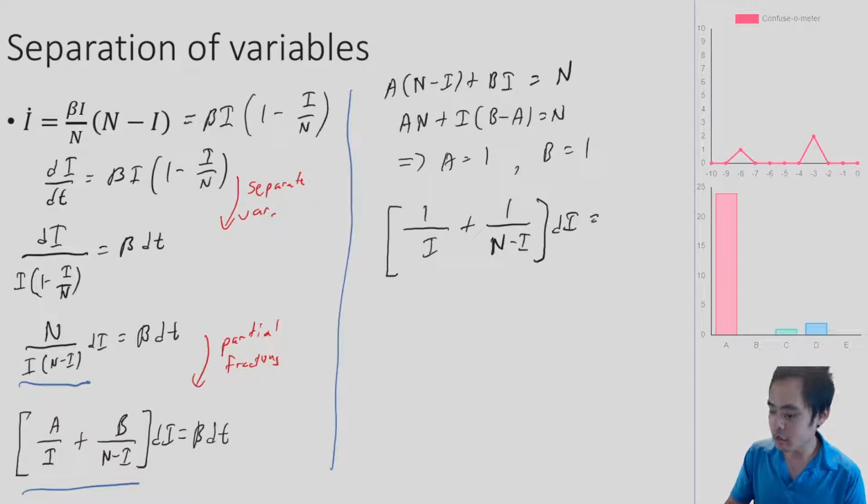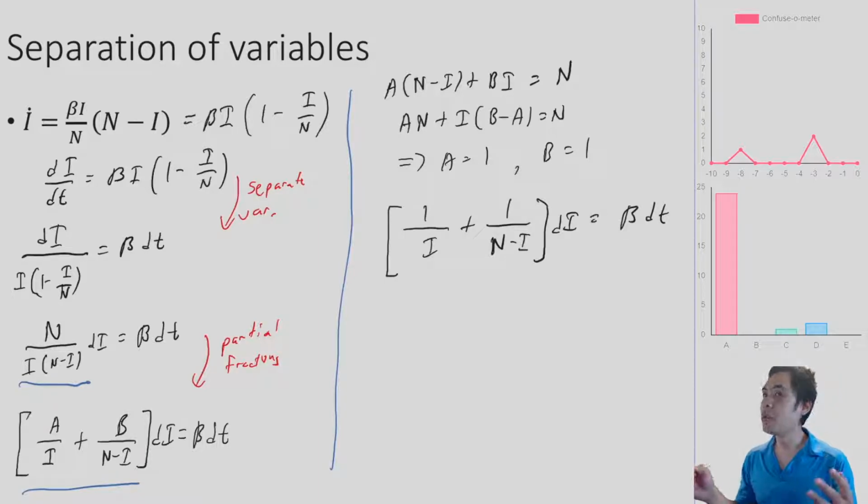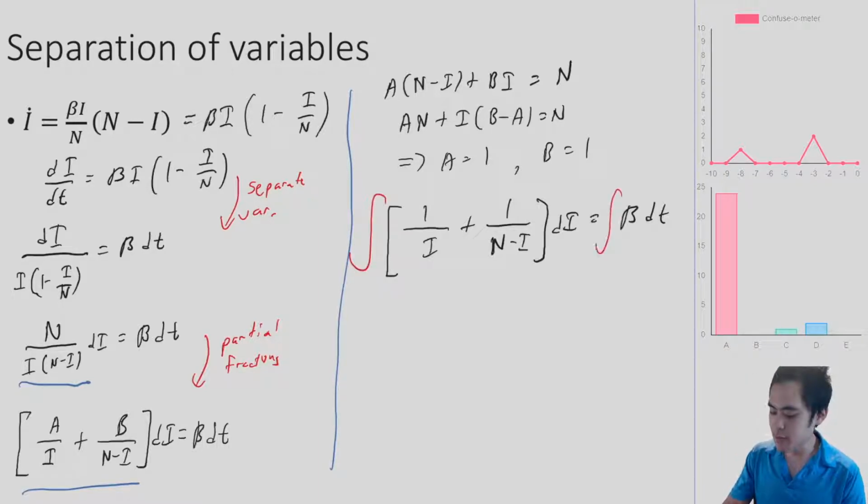dI is equal to beta dt. Well, now we've separated out by fractions, we can do an integration on both sides. And we get natural log of the absolute value of I minus natural log of the absolute value of n minus I is equal to beta t plus c.